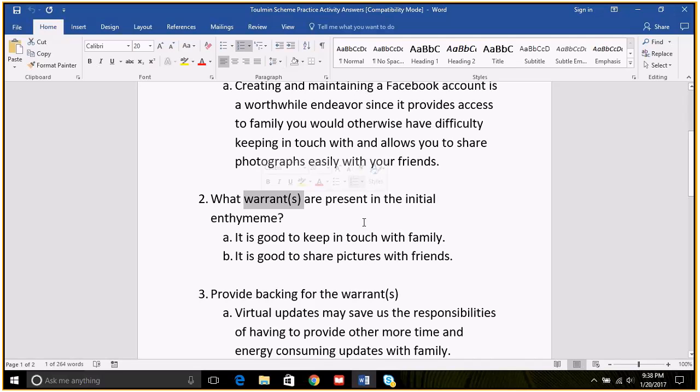If I were to say write the warrant in an initial enthymeme, you won't be able to copy and paste anything, because the warrant is not something you can copy. It's implied. You'll have to paraphrase the warrant in your own words by understanding what the idea is. So let's talk about when you have to define a warrant, where do you look?